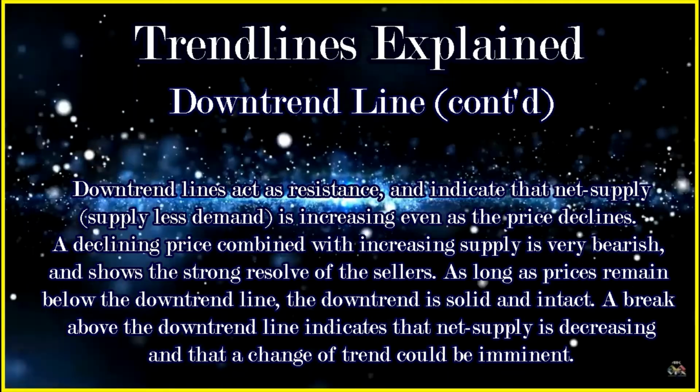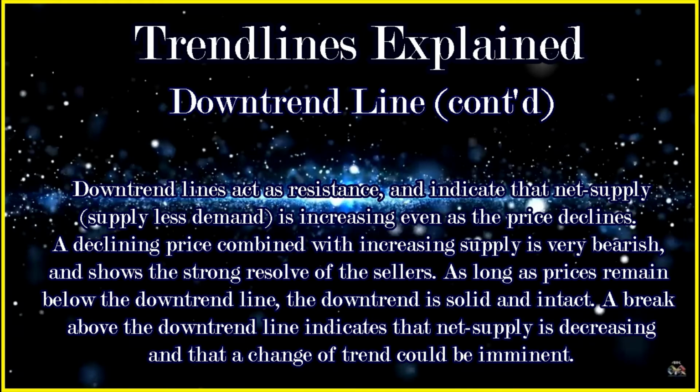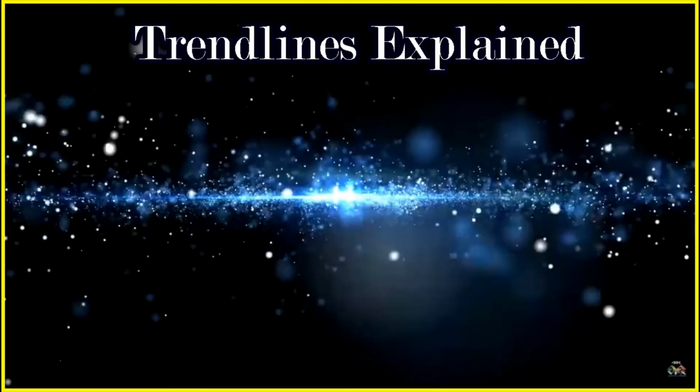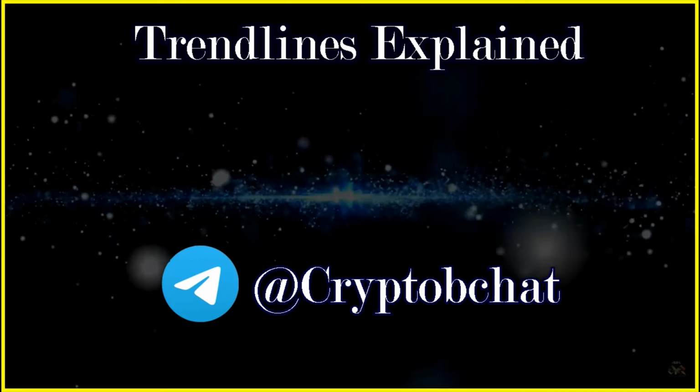A break above the downtrend line indicates that net supply is decreasing and that a change of trend could be imminent. So that's the downtrend and the uptrend, guys. Now let's roll right into the charts.